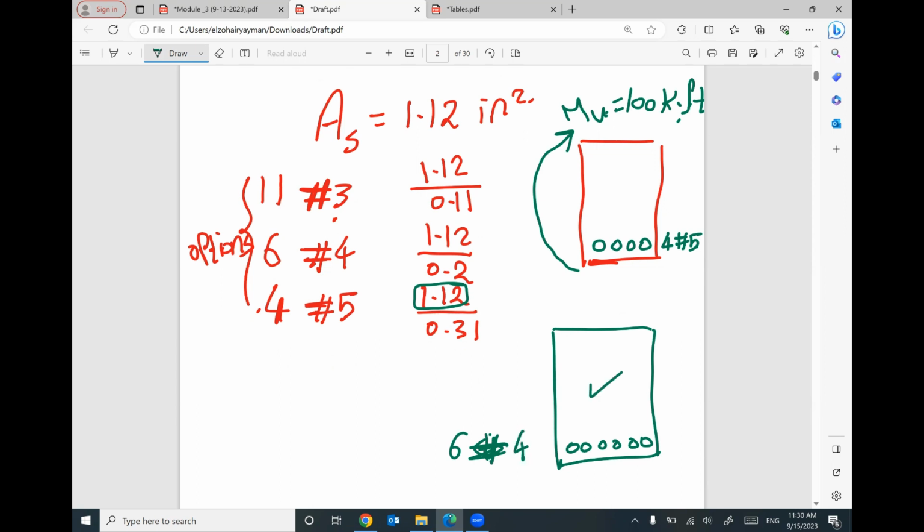That's correct, because 6 rebars number 4 will give you the required area of steel and will satisfy the applied moment. Another one, Andrew for example, will say, I don't like number 5 or number 4, I will use number 3, so I will put 11. 1, 2, 3, 4, 5, 6, 7, 8, 9, 10, 11, 12.